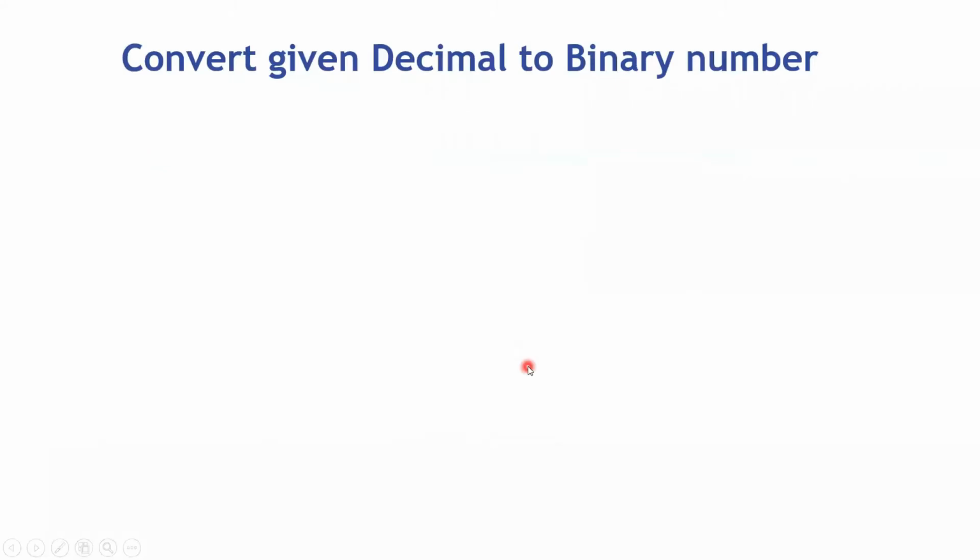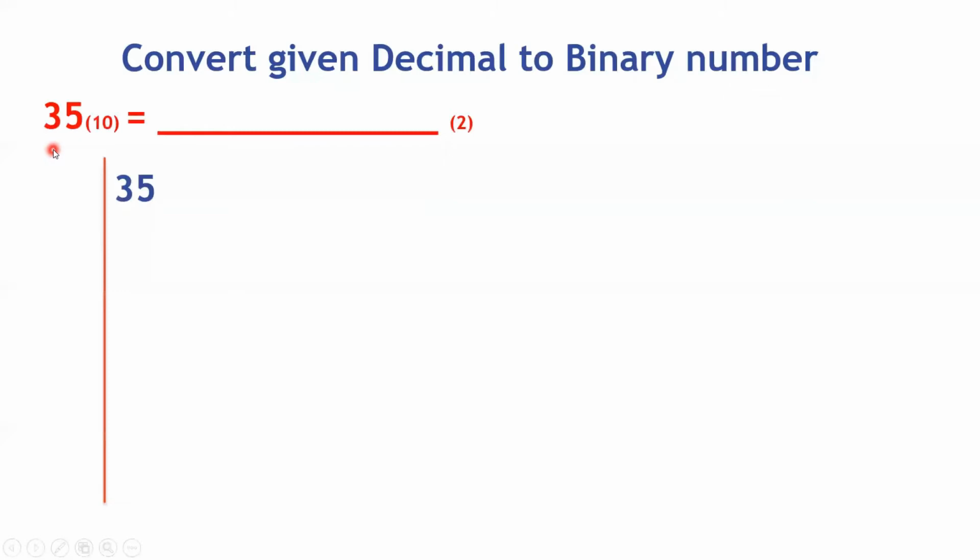Now let us take an example and try to solve. Convert the given decimal number to binary. So here the base of the binary is 2. We are supposed to divide the given decimal number by 2. Decimal number, we have to divide it by 2. Let us take an example and try to solve it.